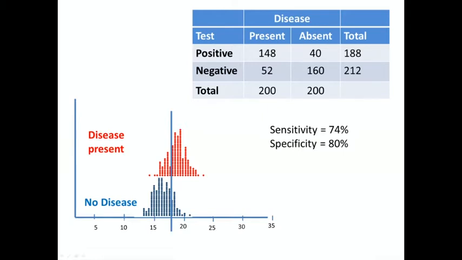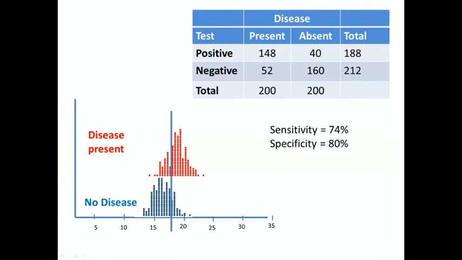We're going to make some mistakes. There's some red dots to the left of the cutoff value. Similarly, for the people without disease, there's a sprinkling of people that are false positives that fall to the right of the cutoff value, but the bulk of them are to the left. So this test is pretty sensitive, but not very specific. We're getting quite a few false positives here.